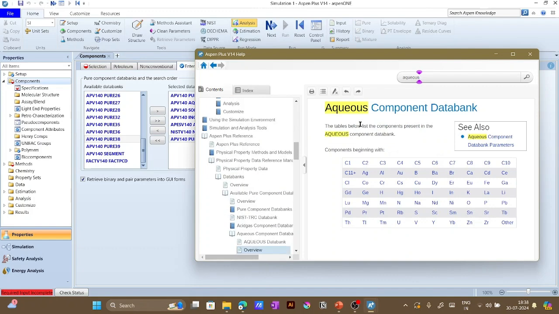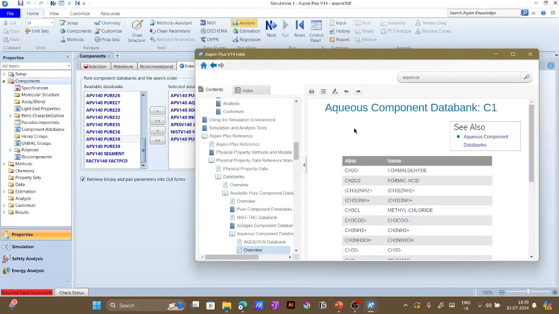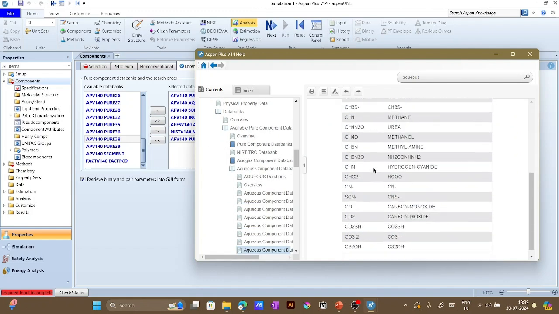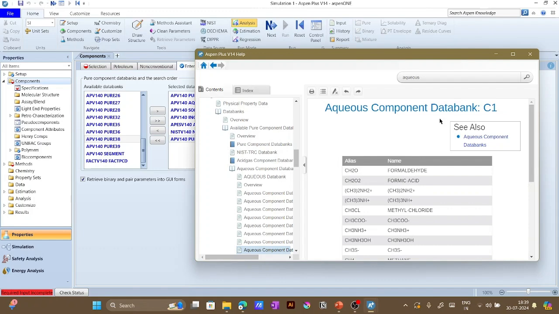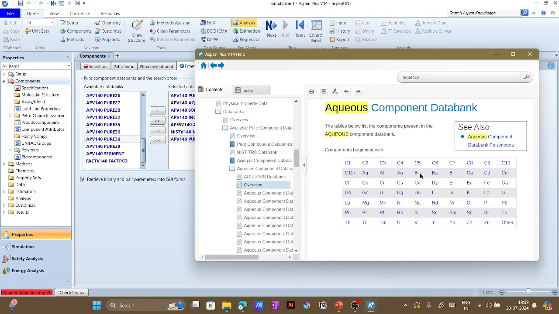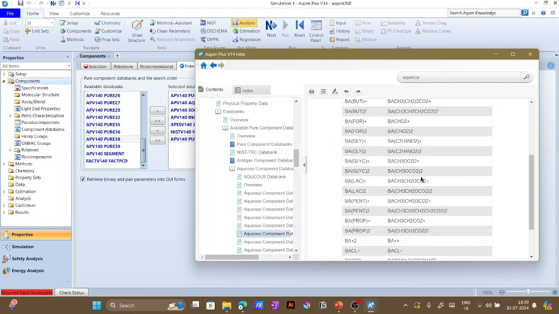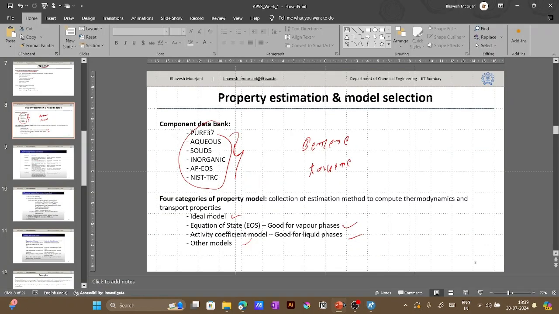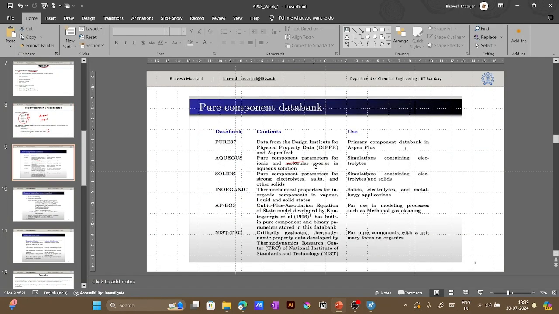You can open it. See here, you can see what the components involved are. The table below lists the components present in the aqueous data bank, with components starting with different names. Let's say I want to see C1. When I click C1, you can see the different compound names which start with C1, which come under this category. Similarly, you can see with BA, different compounds which start with this. So what we had learned about this aqueous method: aqueous pure component parameters for ionic and molecular species in aqueous solution, so specifically used for electrolytes.